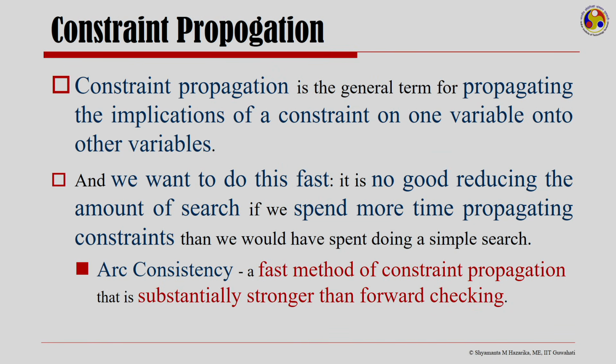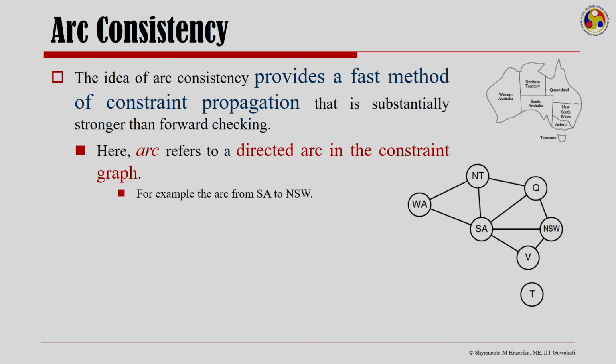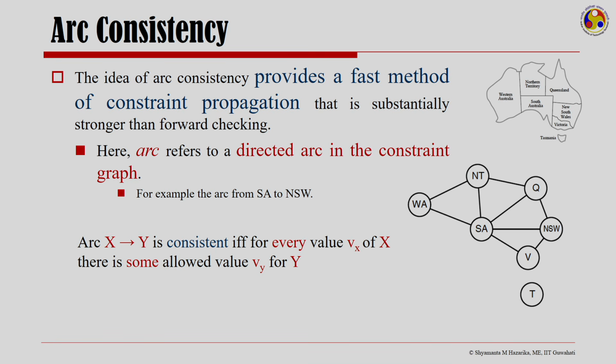A very fast method of constraint propagation that is substantially stronger than the forward checking that we have discussed today is arc consistency. Let us now try to understand how arc consistency provides a fast method of constraint propagation that is substantially stronger than forward checking. Here, an arc refers to a directed arc in the constraint graph. An arc x to y is consistent if for every value v x of x there is some value v y for y.